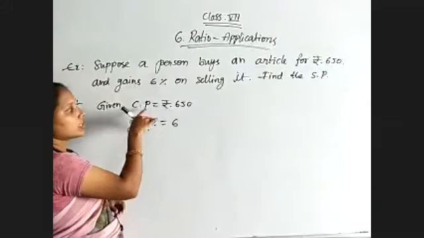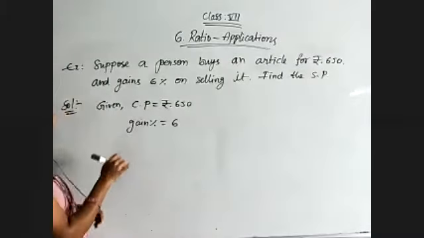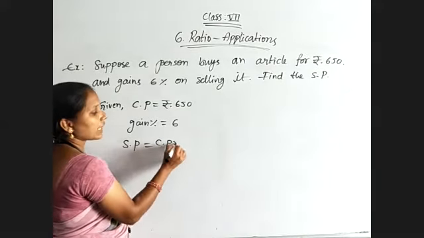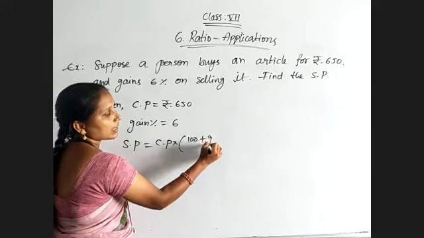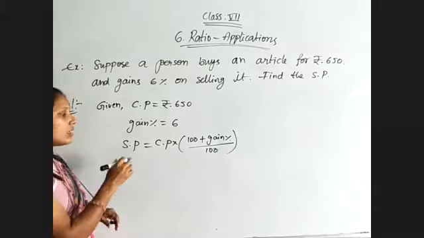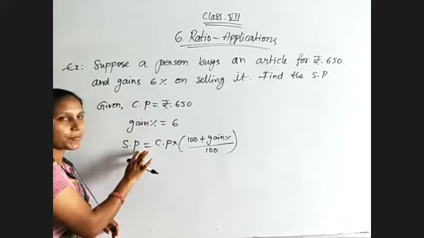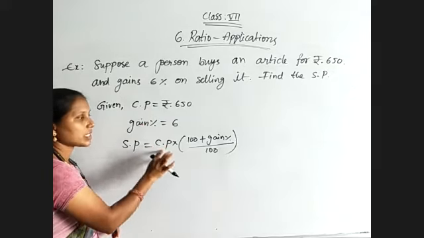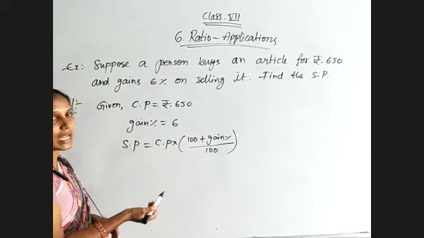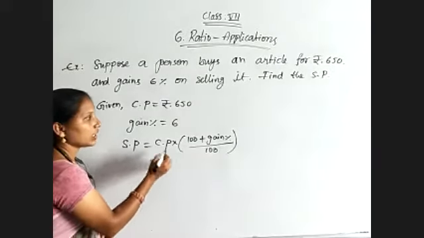I'm selling it. Find the SP. CP is given and gain percentage is given. In terms of gain percentage and CP, which formula is related? Yesterday only we have derived: SP is equal to CP into (100 plus profit percent) by 100. This is the required formula, because in the question CP and gain percentage are given and we are asked for SP. This formula deals with SP, CP and gain percent. So substitute all the values and find the answer.